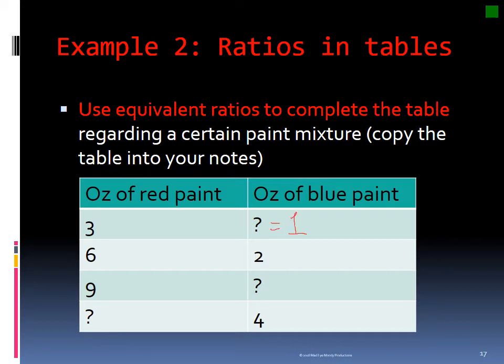Now I can use this unit rate of 3 to 1 to fill in the other equivalent ratios. So I know that it needs to be 3 red for every 1 blue.